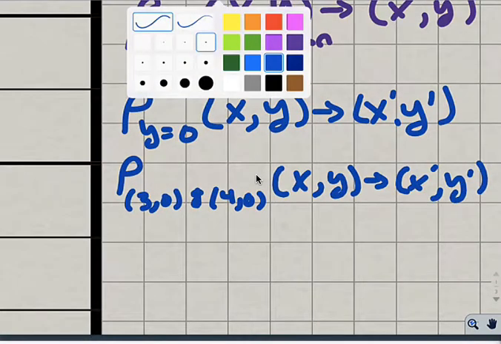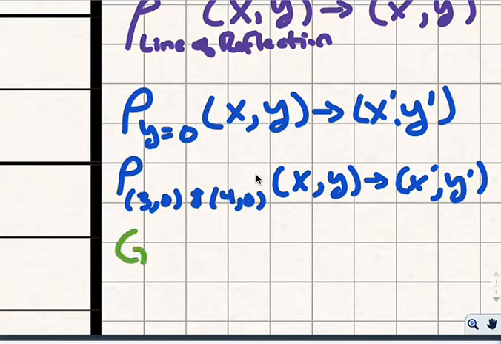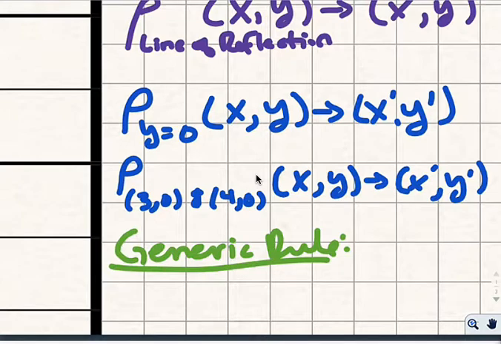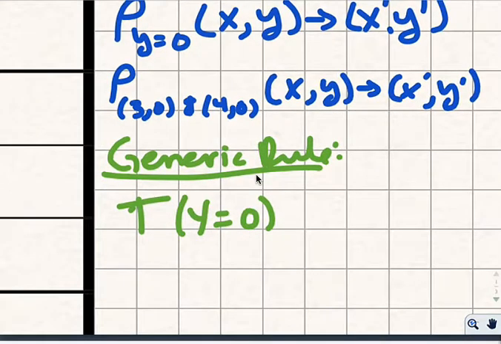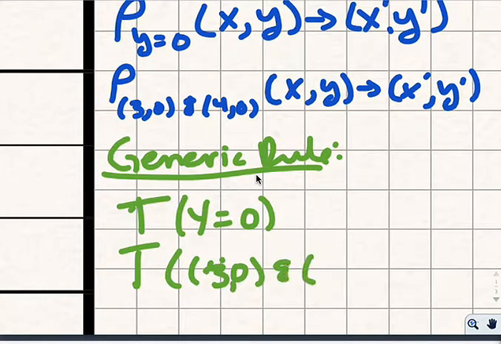Just like with translations, there is a slightly more generic way to name this: the generic rule. Noting that the important part is the line of reflection, I can use a big T, and then the same thing, y equals 0, would mean the transformation over that line. In this case, it's assumed to be a reflection. Or I could say the transformation, in this case a reflection, for the line that goes through the points 3, 0, and 4, 0.